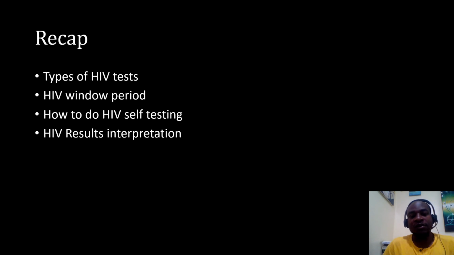Today we've discussed types of HIV tests. We have nucleic acid testing, which is the most sensitive. Then we have antibody testing, of which we have two types: the one that uses venous blood from a vein, which is more sensitive than the one that uses blood from the fingertips. Then we also have the antigen testing that uses blood from the fingertip and also from the vein. The HIV window period depends on the type of HIV test you've selected, and it varies depending on the test. So you need to know the best test that you can do. We've also learned how to do HIV self-testing, and how to interpret results.